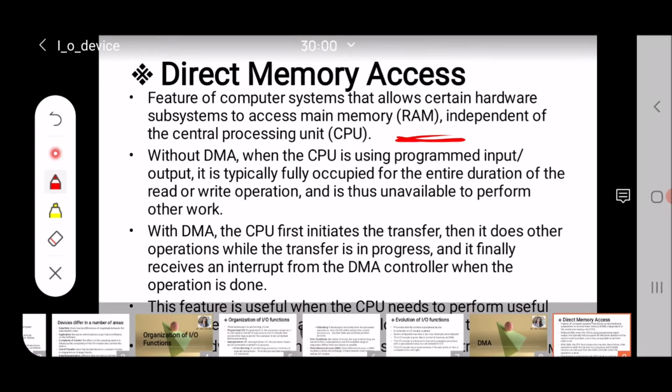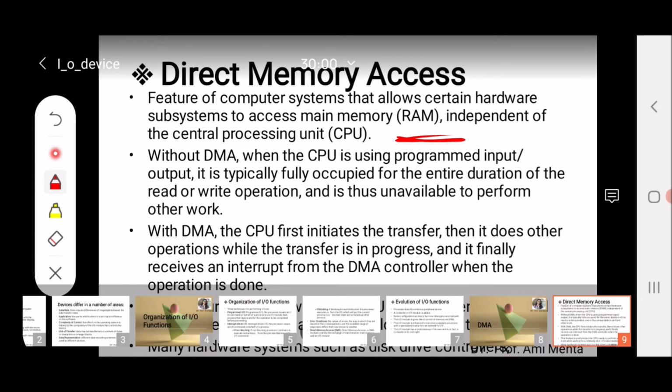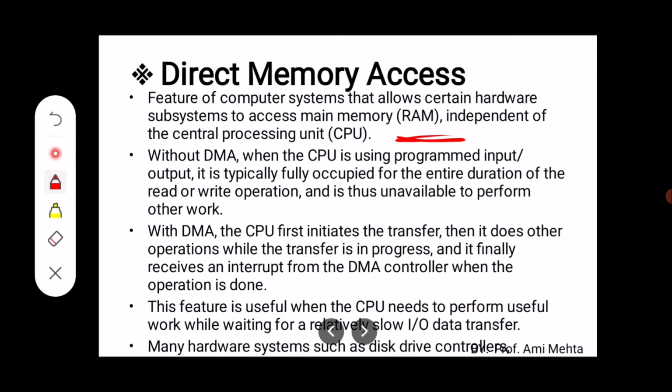Without DMA, when the CPU is using programmed input output, it is typically fully occupied for the entire duration of the read or write operation and is thus unavailable to perform other work. So basically, first of all, the CPU is using programmed input output and it is fully occupied for the entire duration of the read or write operation.